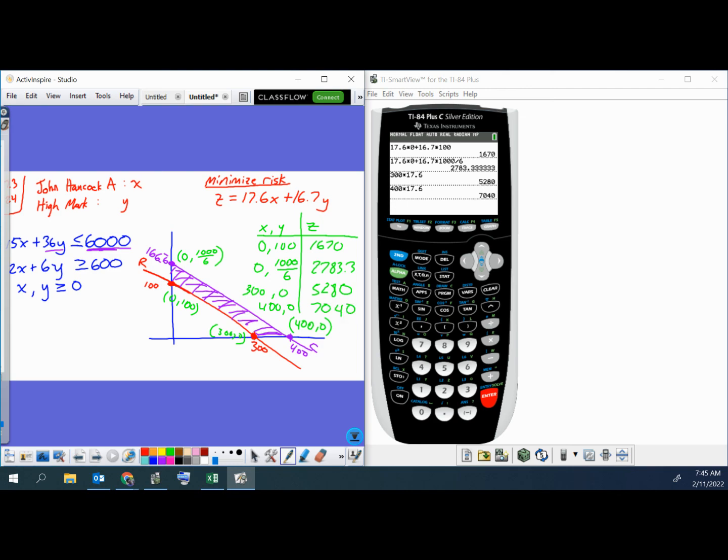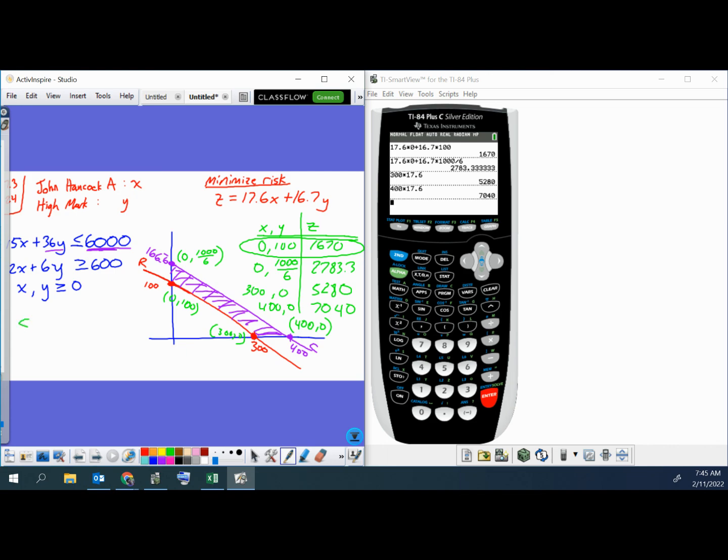And so our final result is that minimum risk is going to be right here. She can achieve her goals, get the return she wants if she buys 100 shares of the Highmark, and that's it. And that gives her a minimum risk of 1670.